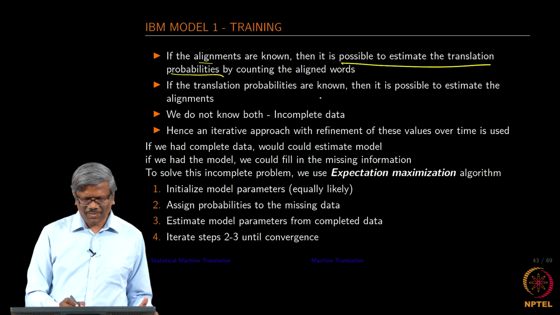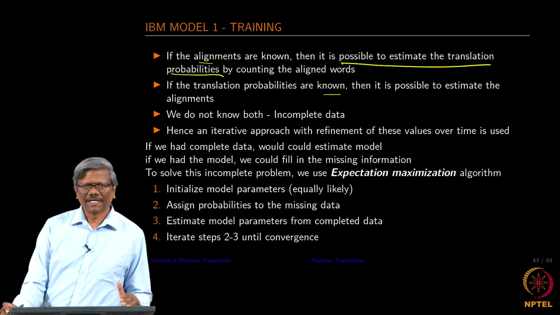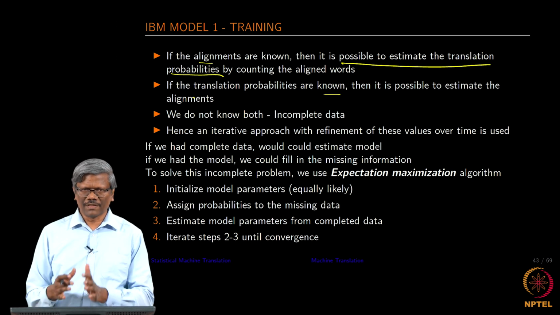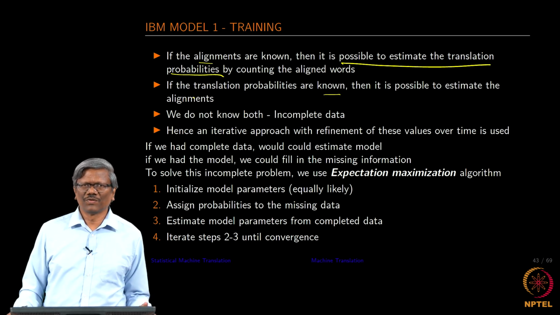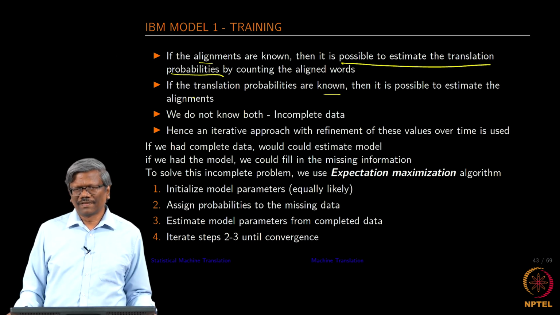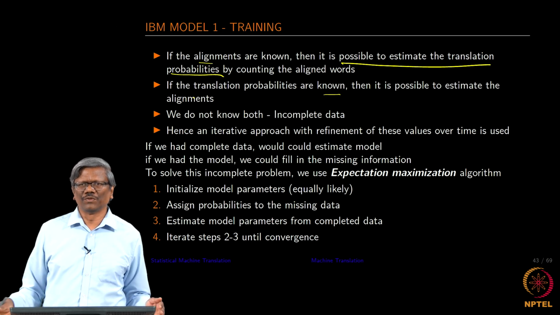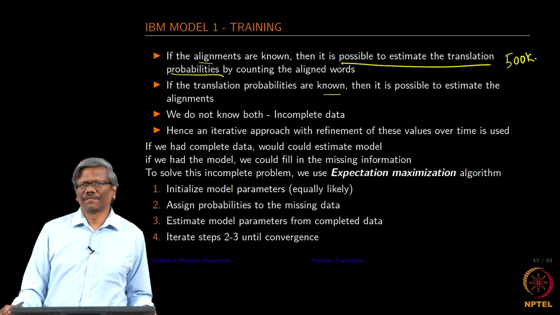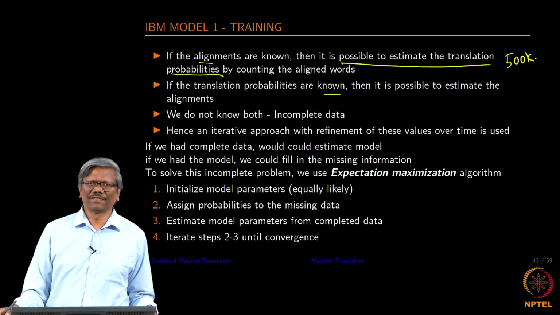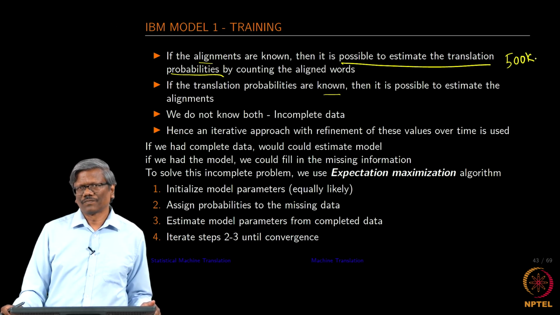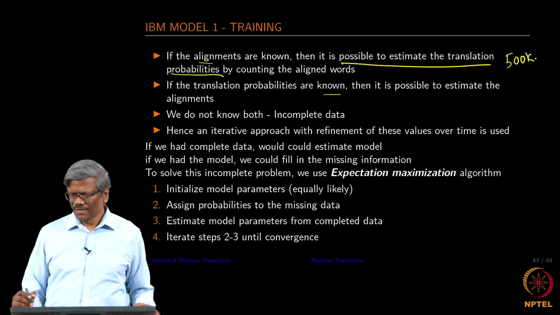If the translation probabilities are known, then it is possible to estimate the alignments. So unfortunately, we don't know both. What we have is only incomplete data. If you look at the number of sentences that you want to translate or use for estimating the model, it's pretty huge, right? As I mentioned, you need to have really a good set of pairs of sentences in order for you to create a good model.